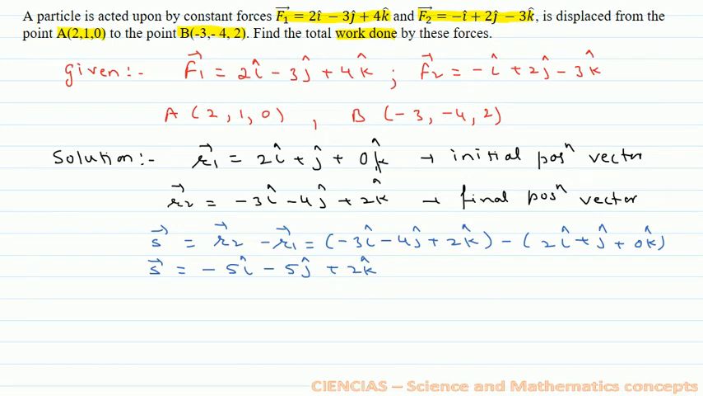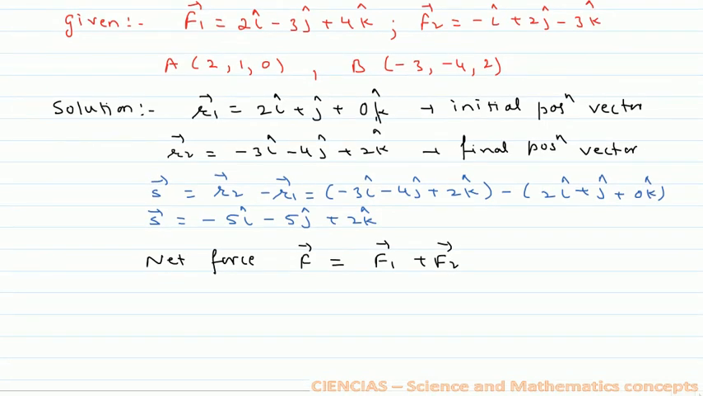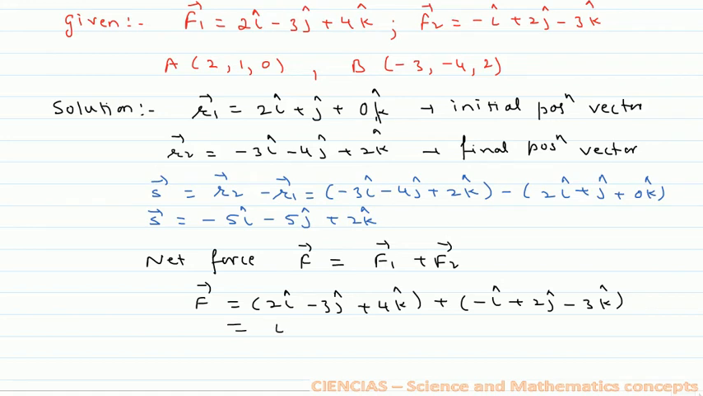Now there are two forces acting on the body. Since the two forces are acting on the body, then net force F will be given by vector sum of the two forces, F1 plus F2, that is equal to 2I cap minus 3J cap plus 4K cap plus minus I cap plus 2J cap minus 3K cap. So this gives us I cap minus J cap plus K cap.